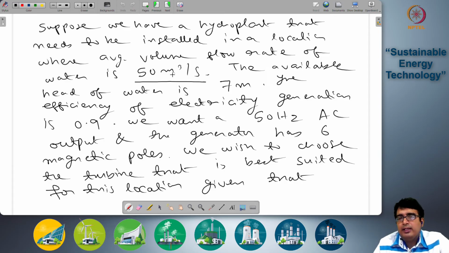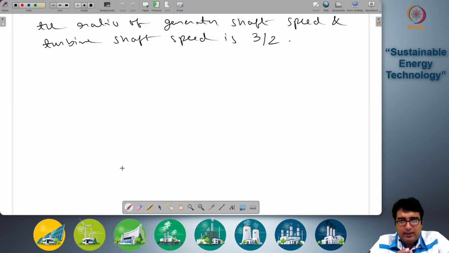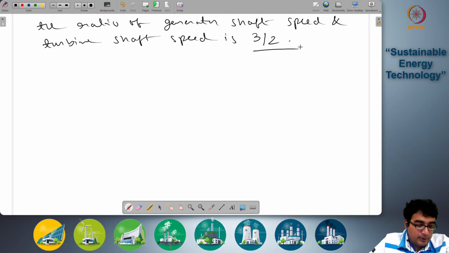location where the volume flow rate of water is 50 meter cube per second. The available head of water is 7 meters. The efficiency of electricity generation is 0.9. And we want a 50 Hertz AC output from this generator, and the generator has 6 magnetic poles. So we want to choose the turbine that is best suited for this location, given that the ratio of the generator shaft speed and the turbine shaft speed is 3/2. So how do we go about that?